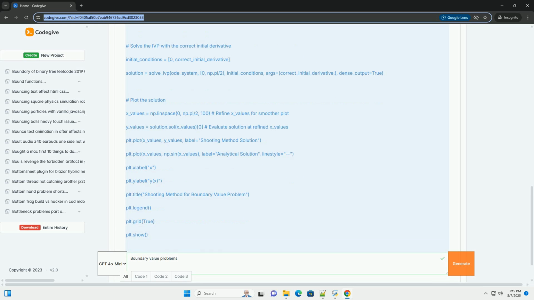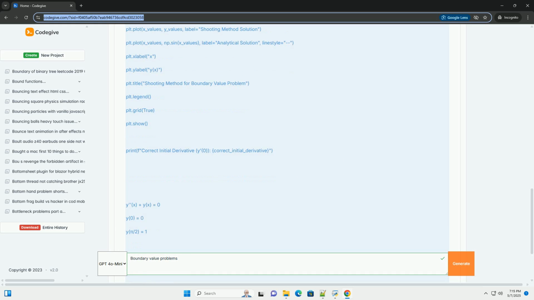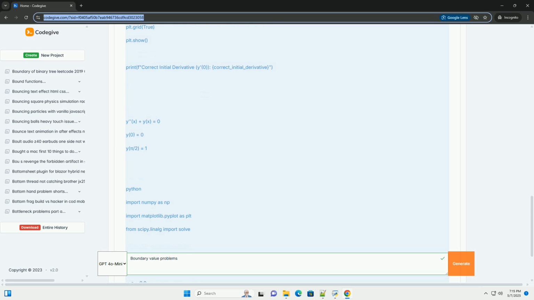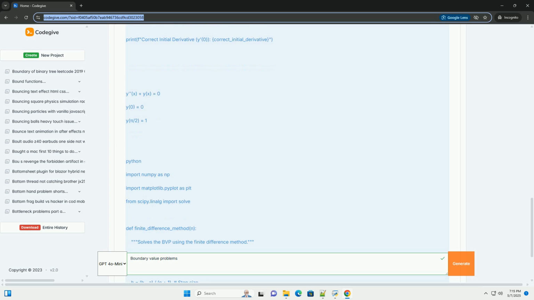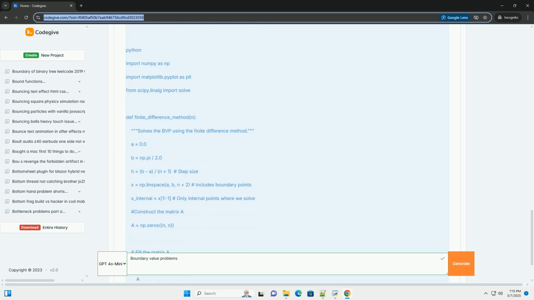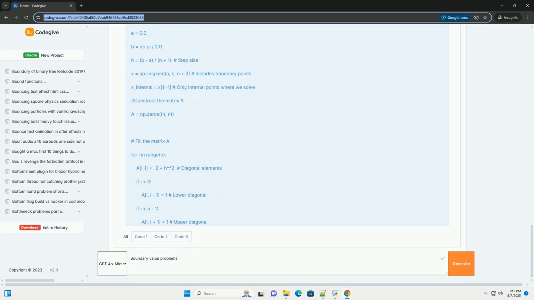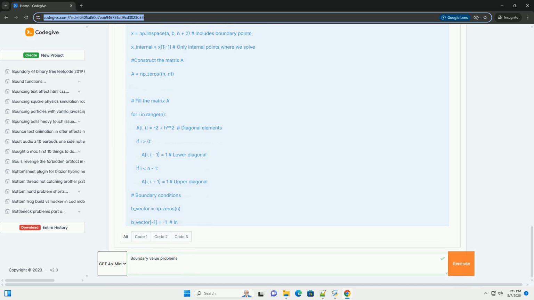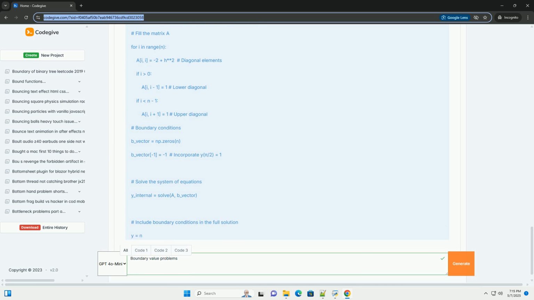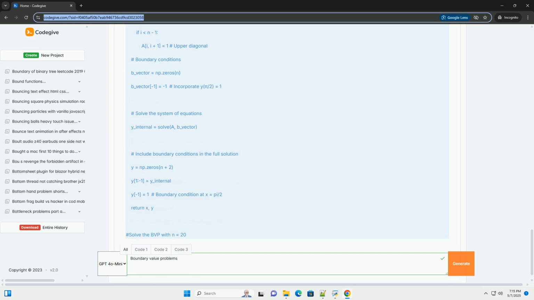Think of launching a projectile. You know its initial position and velocity, and you want to predict its trajectory. Two, boundary value problems, BVPs. These problems specify conditions at two or more different points. In the case of differential equations, the values or derivatives of the unknown function are given at the boundaries of the domain. Think of a hanging cable. You know the positions of the two fixed endpoints, and you want to determine the shape of the cable in between.